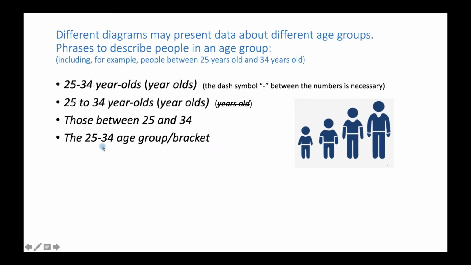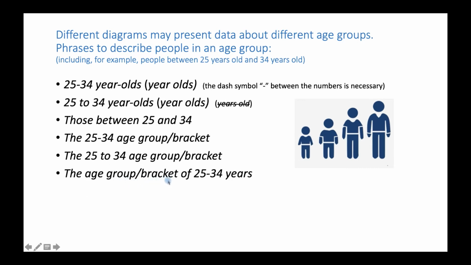We use the article "the" because when we specify the ages of people within a group, it makes the age group specific, and there will be only one such group on your diagram. And the words "group" and "bracket" are absolutely interchangeable, so you can use either of them. The 25 to 34 age group or bracket, again, the dash symbol substituted by the preposition "to."